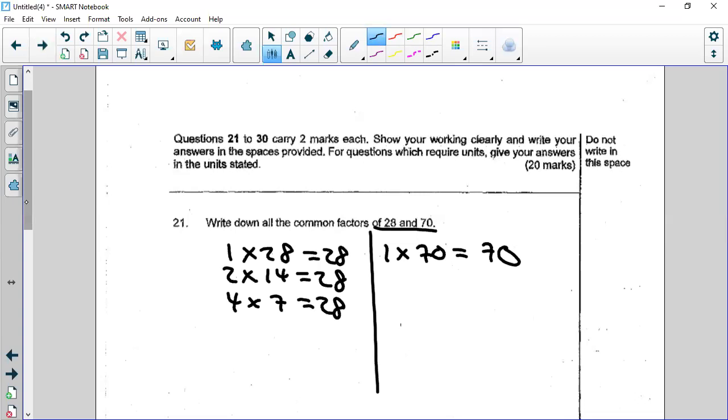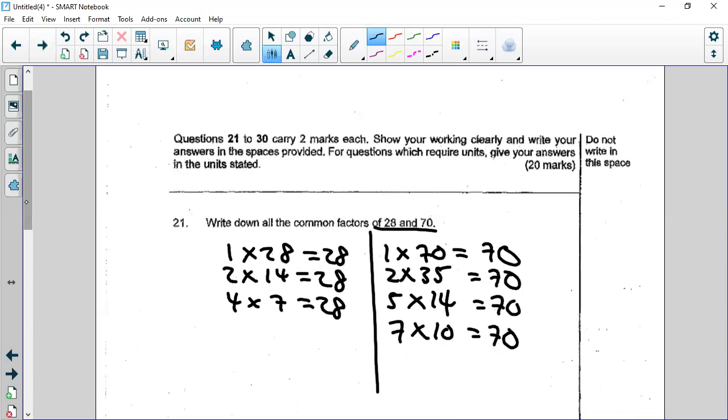Then how about the 70? You take 70 divided by 2, you get 35. 3, no, cannot divide. 4 also cannot divide. How about 5? Yeah, 5 I think can, right? So 70 divided by 5, you get 14. 5 times 14 is 70. 6 cannot. 7, yeah, 7 times 10 equals 70. How about 8? Cannot. 9 cannot. 10 have already. Once you write like that, you will not miss your factors.